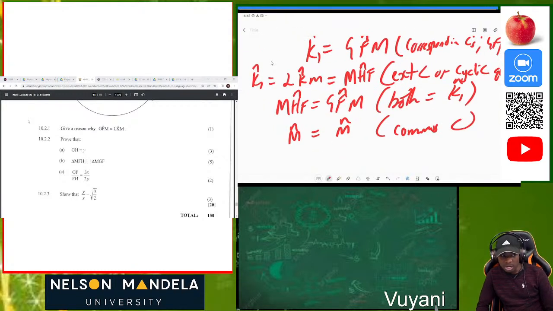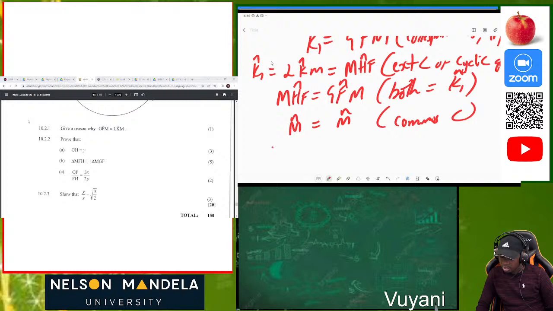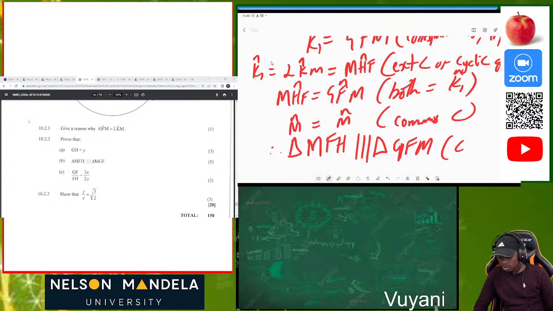Then we now know that these two are equal to each other. So therefore now we can conclude that triangle MFH, now we just rearrange the alphabets, is similar to triangle GFM. Angle. That's our reason.